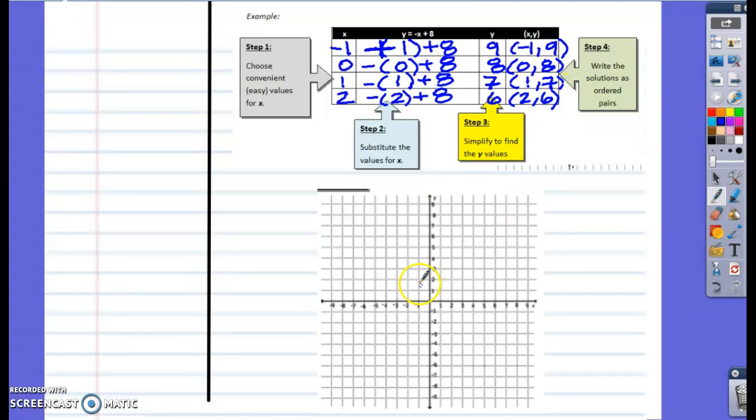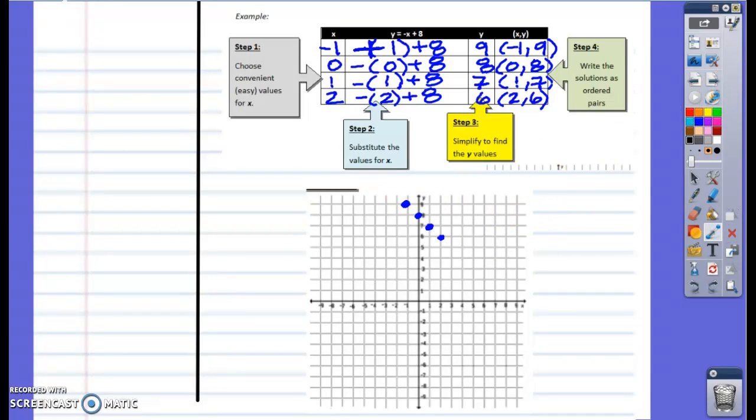Now let's plot the points. You can always check yourself. If your points do not form a line, that means that you've messed up and need to go back and check your work. Start at the origin, go over -1, go up 9. 0, 8, stay at 0, go up 8. +1, +7, go over 1, up 7. Over 2, up 6. So that does form a line. So that means that we got the equation or the function right.